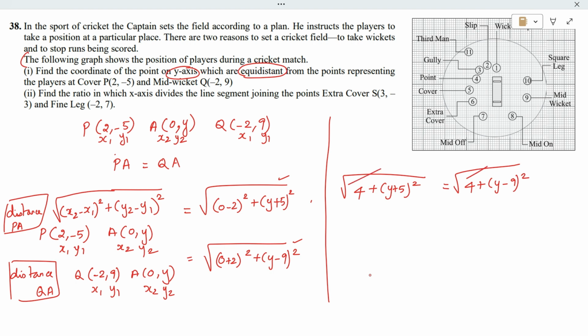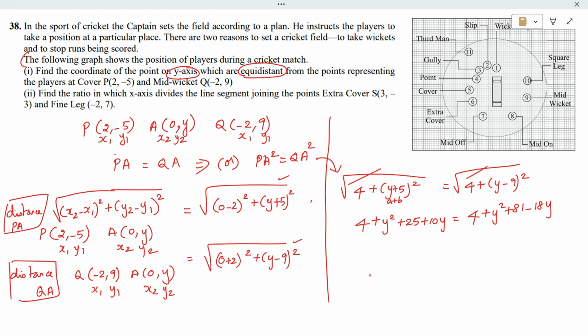Cancel the square root on both sides. So here itself you can do it another way. If you square on both sides, automatically the roots will get cancelled, so you can make it PA square is equal to QA square. It is easy for you to simplify. So that is equal to 4 plus, and I'm expanding the (a plus b) the whole square identity, y square plus 25 plus 10y is equal to 4 plus y square plus 81 minus 18y.